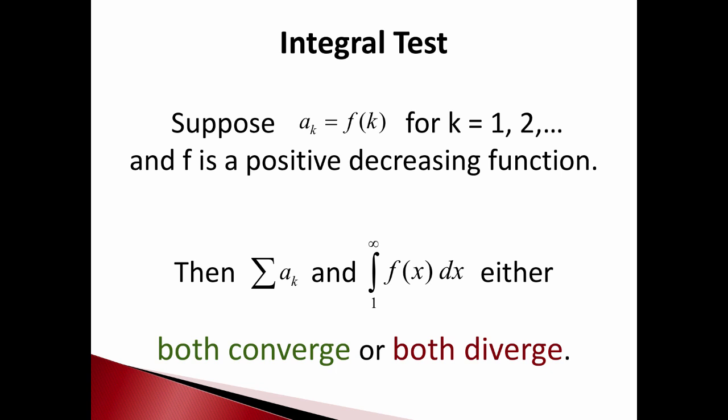But what happens is, if you take that series, turn all the k's into x's and make it a function, and it's a positive decreasing function, so it's decreasing and it stays positive, which is really important for the next several tests that we're going to have, you can figure out whether the series converges by looking at what the improper integral does.